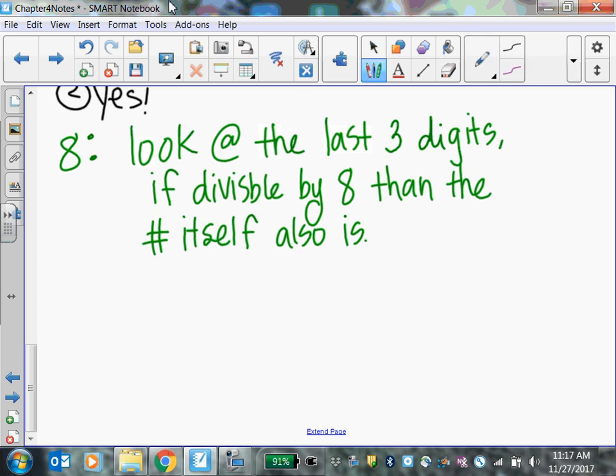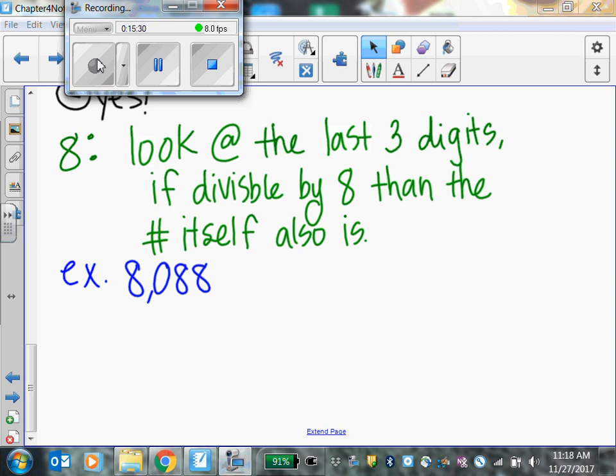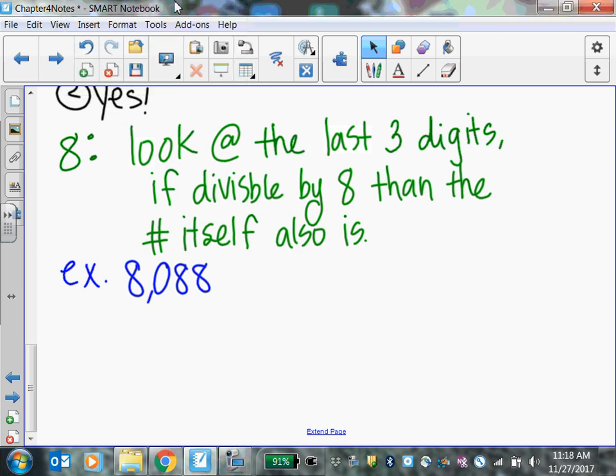All right, you guys try this one. 8,088. Just look at the last 3 digits. So, is this number divisible by 8? Yes, because 088, or just 88, is 8 times 11, so it is divisible. So that's a yes.